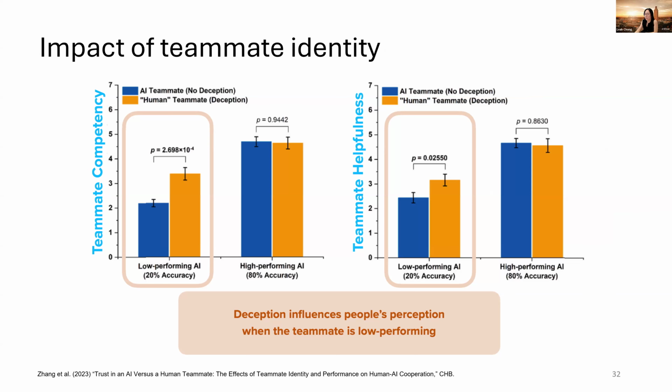We see here that in terms of teammate competency, if it's a low-performing AI, they still perceive it to be much higher performing when they think that it's a human teammate. So it seems like they are more lenient in judging the competency of the suggestion if it is a human versus an AI. And in terms of teammate helpfulness as well, they are more lenient if they think it is a human recommender, and they think the recommender is more helpful than it actually is.